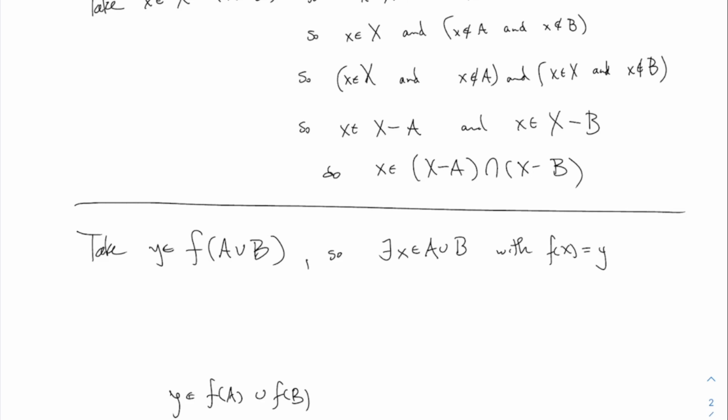Well, I think you can say that means y is in f of A. And then this means that y is in f of B. Right. And then it's the whole union. Yeah, that's good.